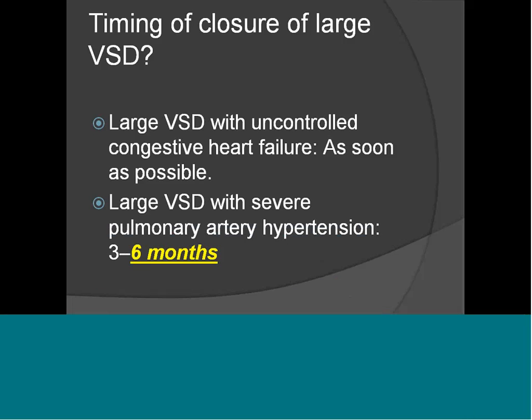But let's say you have a large VSD, he's gaining weight, he's feeding, but of course he has severe pulmonary hypertension. You can wait 3 to 6, maximum 6 months. Remember, even if he's asymptomatic, especially if he's asymptomatic, close him off by 6 months because there is a small percentage of kids who will develop irreversible pulmonary vascular disease even before 1 year of age. Okay, so 6 months, but failing to thrive, not gaining weight, in spite of medical management, you can close at 2 to 3 months, as long as it meets those indications.